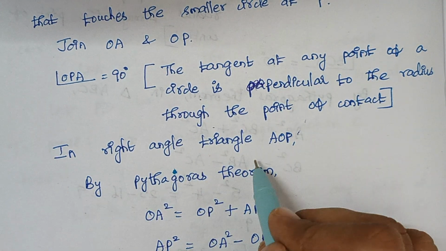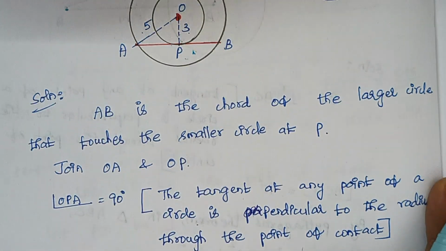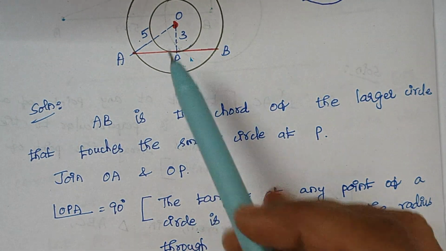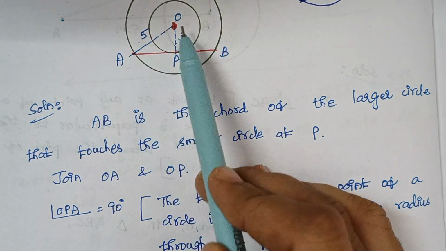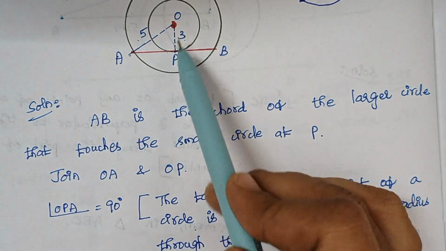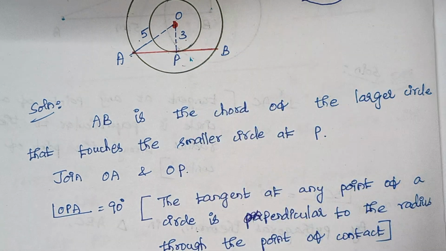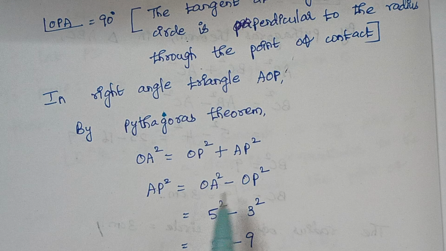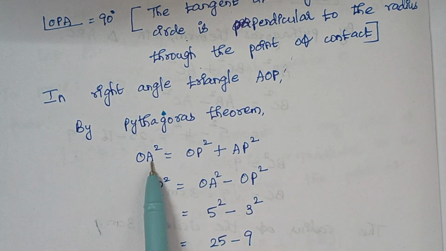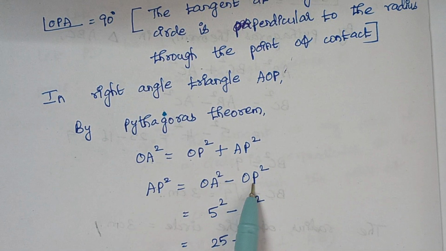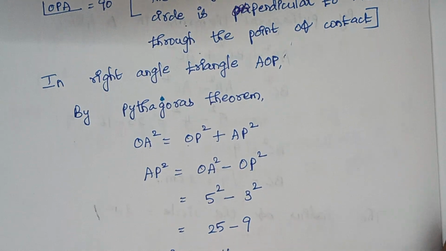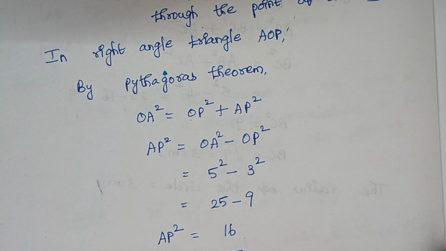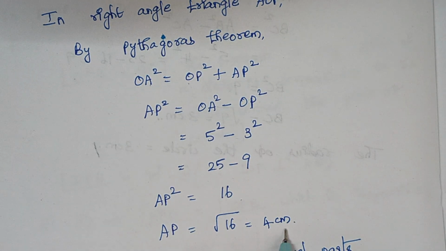So in right angle triangle AOP, now we are going to consider this AOP, right? What is the hypotenuse? Here OA is the hypotenuse. So OA square is equal to OP square plus AP square. So just write it down, right? We need to find AP. So AP square is nothing but OA square minus OP square. So just substitute the values. So 25 minus 9 gives you 16. So AP square is 16. Therefore AP is 4 centimeter.